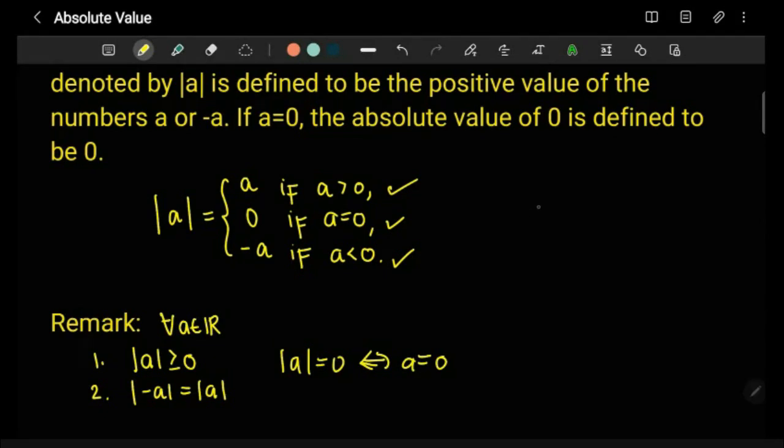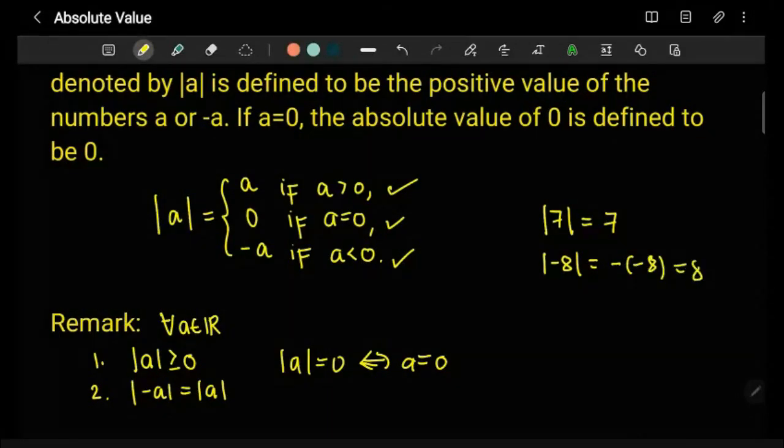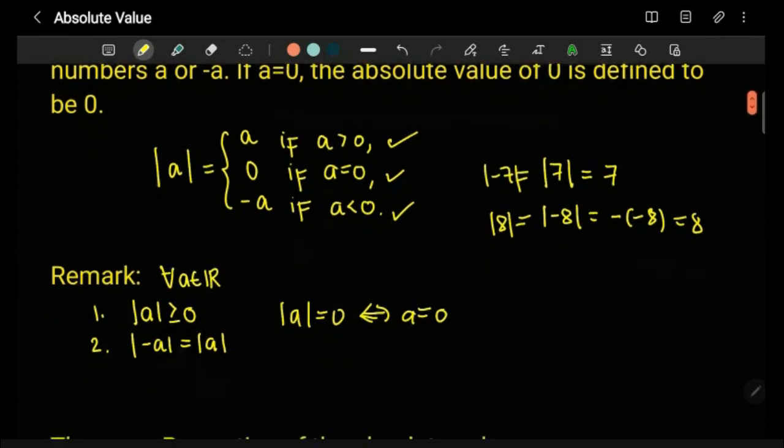Simple example. For example, the absolute value of 7. Since 7 is positive, we take 7. The absolute value of negative 8. Since negative 8 is negative, or less than 0, we take the negative of negative 8, which gives us 8. And we know that this is the same as the absolute value of 8. That's the same for 7. This is the same as the absolute value of negative 7. Okay? So again, we're already familiar with the definition of absolute value.